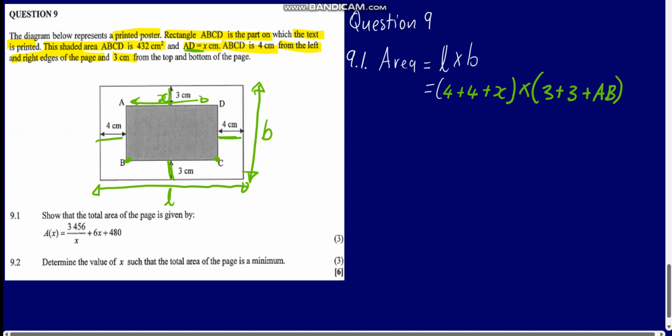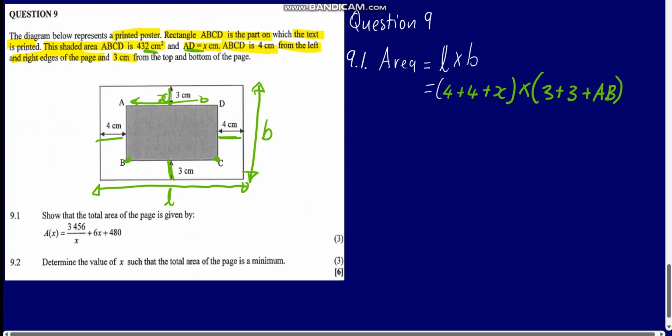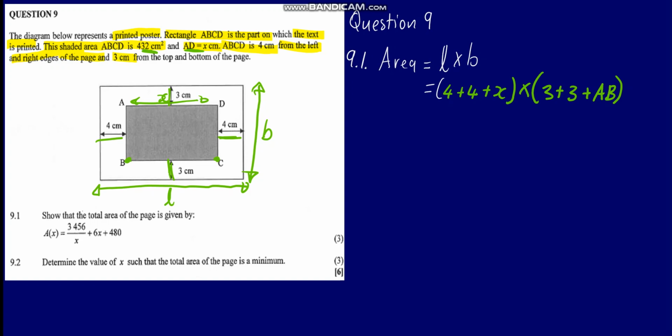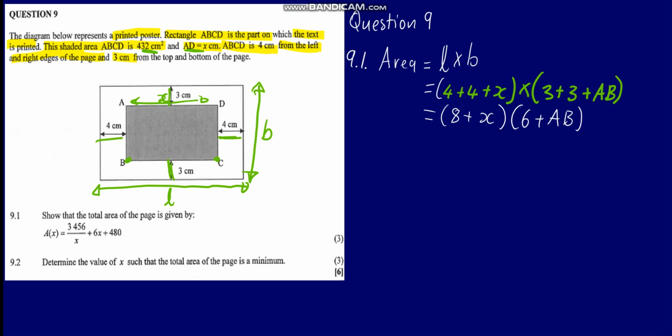So now we don't have any expression for AB, but we can make use of some information that we have to calculate AB, right? We will not be able to solve this if we don't have AB, right? So this is going to be 8 plus x, and now here we have 6 plus AB. So now let's go and get what AB is, because in our area formula we don't have AB. It's only in terms of x, right? So let's go and get AB.